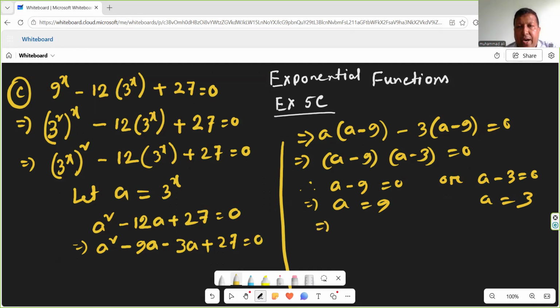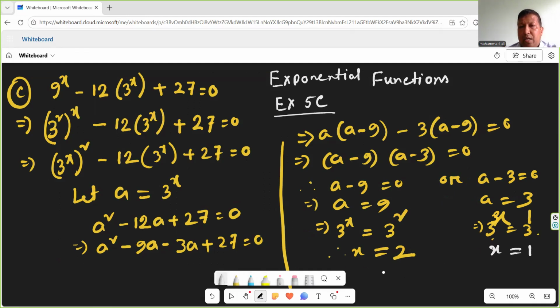Instead of a, you can write 3 to the power x. Instead of 9, we can write 3 squared. If both of these bases are the same, the powers will be equal, so x equals 2. Here, instead of a, 3 to the power x. Instead of 3, 3 to the power 1. So if both of these bases are the same, the powers will be equal, so x equals 1. Final answer: x equals 2 and x equals 1. Question number C completed.